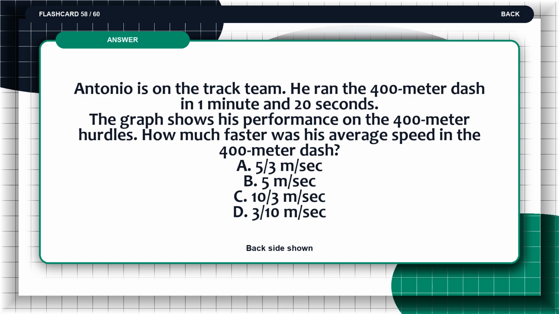The answer is: Antonio was on the track team. He ran the 400-meter dash in 1 minute and 20 seconds. The graph shows his performance on the 400-meter hurdles. How much faster was his average speed in the 400-meter dash? A) 5/3 meters per second, B) 5 meters per second, C) 10/3 meters per second, D) 3/10 meters per second.